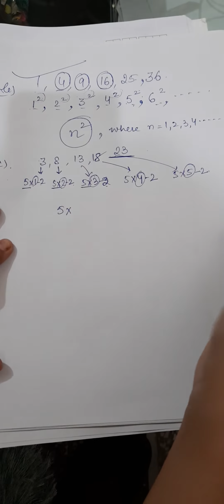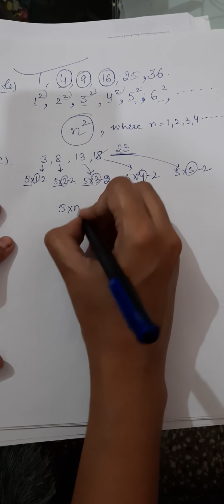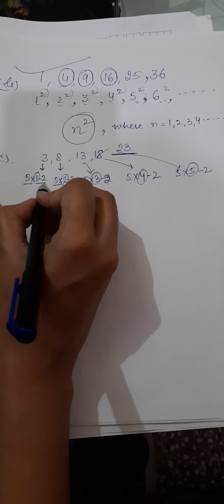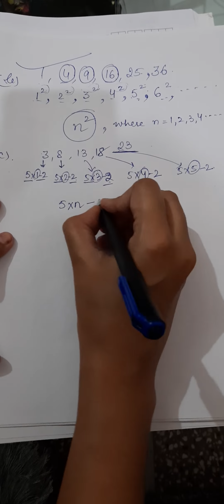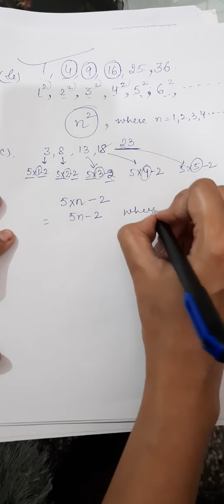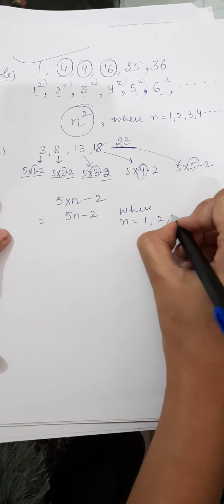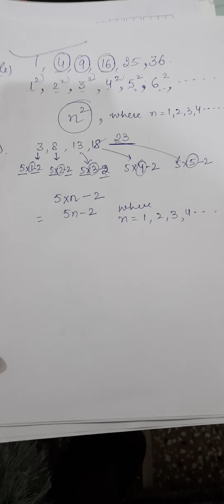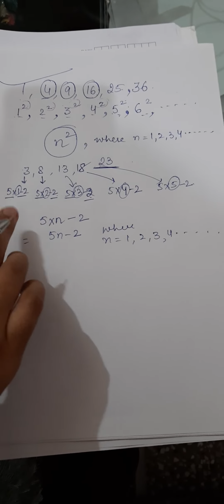This is changing. So the numbers which are changing, keep them with n. Next is minus 2, minus 2, minus 2. So it is going to be minus 2. And this will be 5n minus 2, where the value of n is going to be 1, 2, 3 and so on. Okay. So this was your C part.